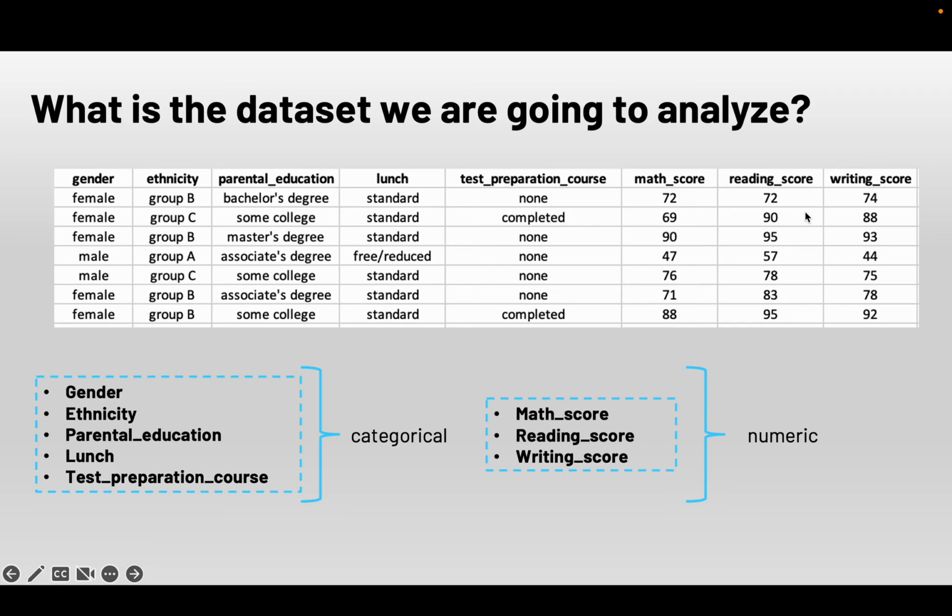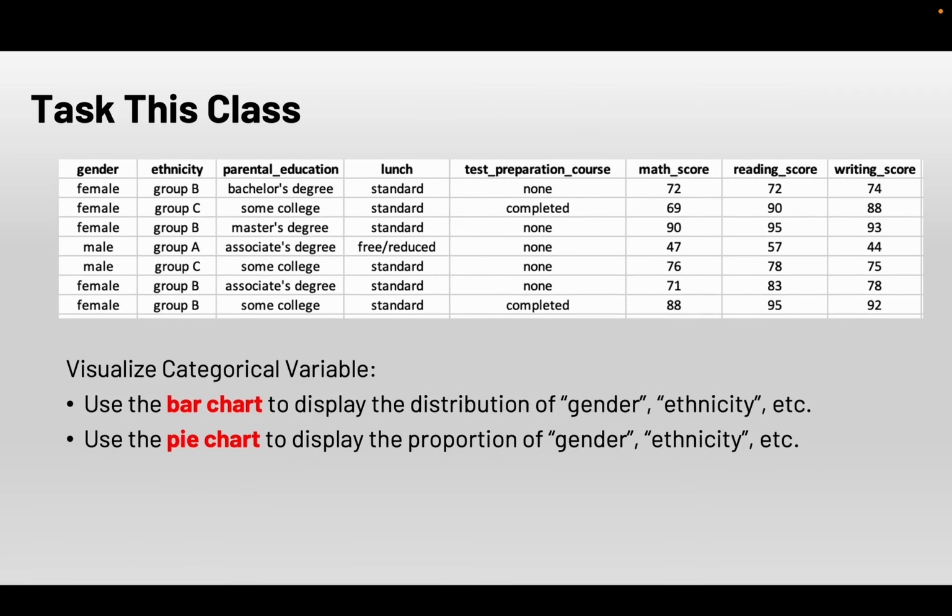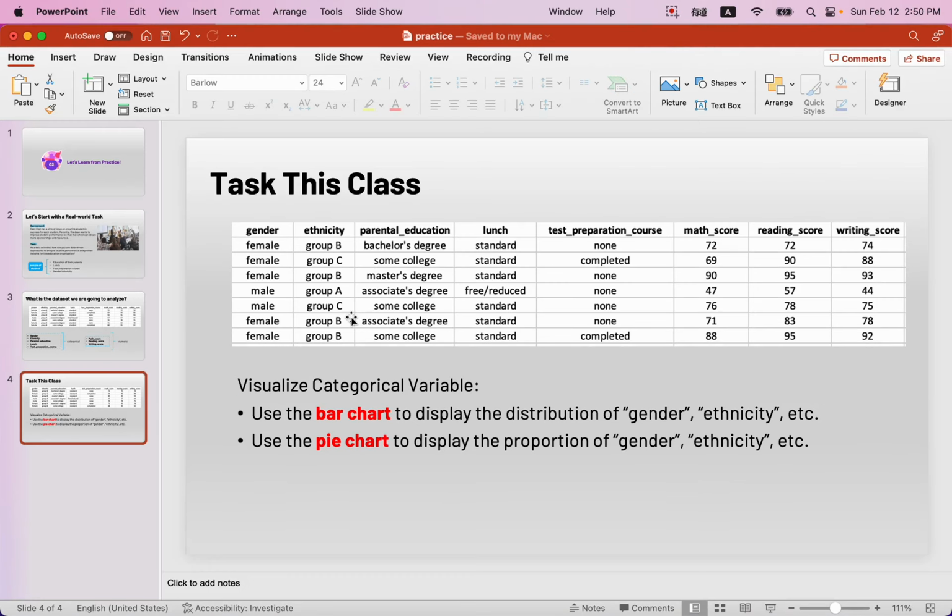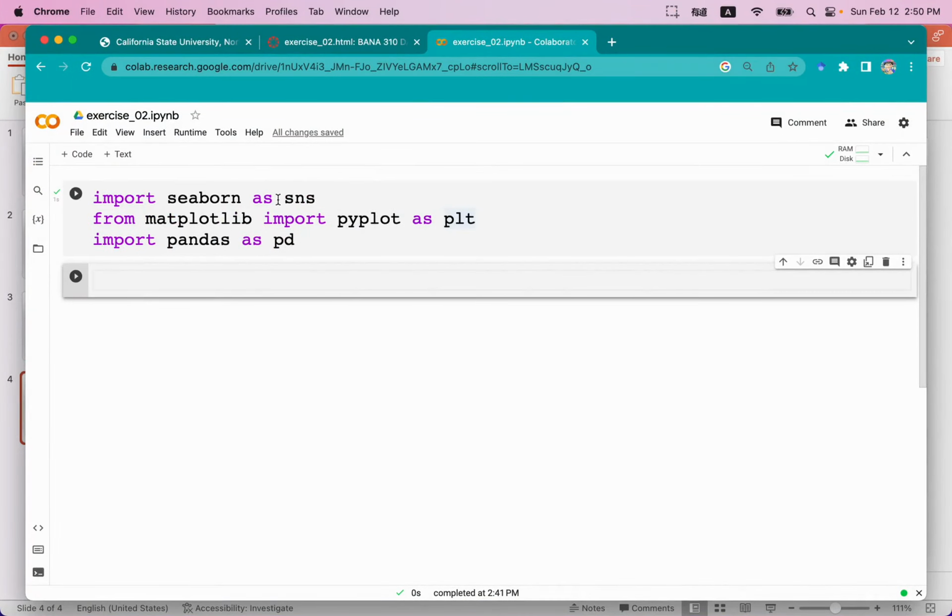And in this class, we are going to use this data to analyze student performance. First, we're going to use the pie chart to display the proportions for certain categorical variables. Also, note that the categorical variables run from gender all the way to the test preparation course. A pie chart focuses on a certain variable and shows the proportion of each label in that variable. Okay, let's stop here and go to the Colab.